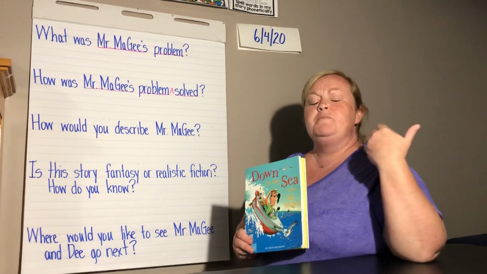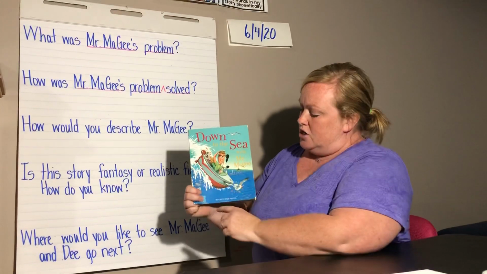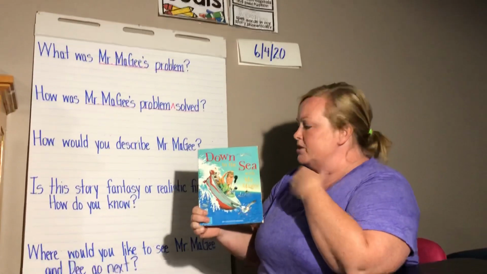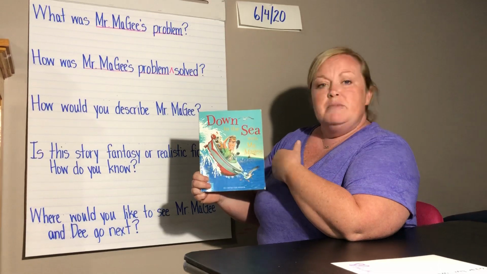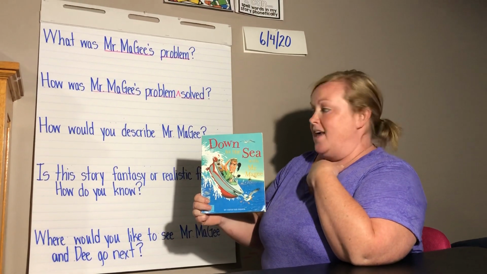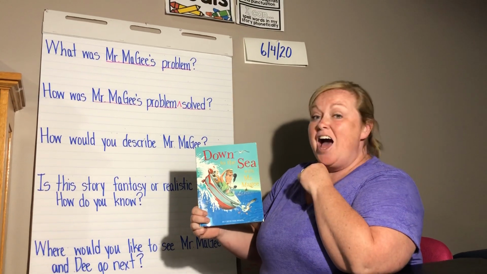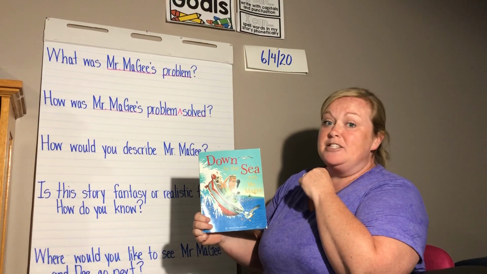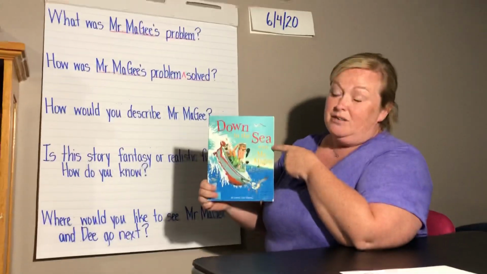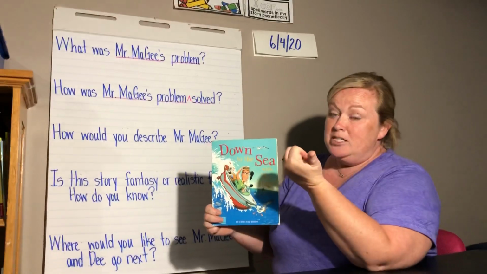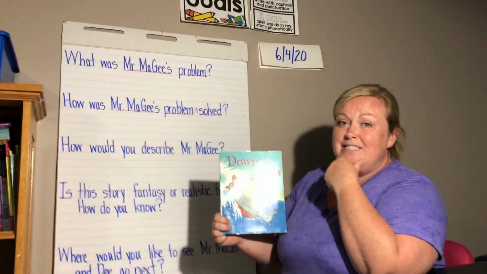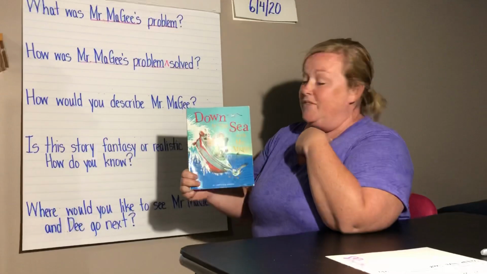So if you could come up with the next adventure, let's say that you could write Chris Van Dusen a letter and give him a suggestion. Where would you like to see Mr. McGee and Dee go? Can I give you a little secret? The friends in my class may remember I read to them Camping Spree with Mr. McGee. So he's already been on a camping spree and he's been down to the sea. Where else would you like to see Mr. McGee and Dee have an adventure?